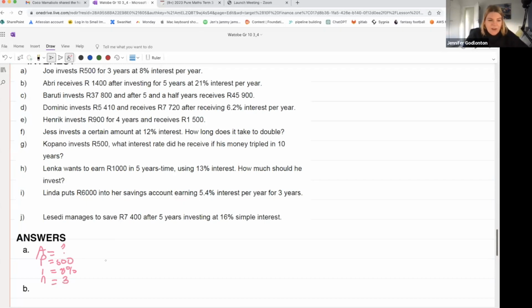Beautiful. So what is that going to look like in my formula? Simple interest. Good. So A is going to be P(1 plus IN). And then after that, we're going to substitute in our numbers, which is going to be A is equal to 500, open bracket, 1 plus 8% times 3, close bracket, which is going to give us the lovely answer of 620 Rand. 620 Rand. Beautiful. Thank you.